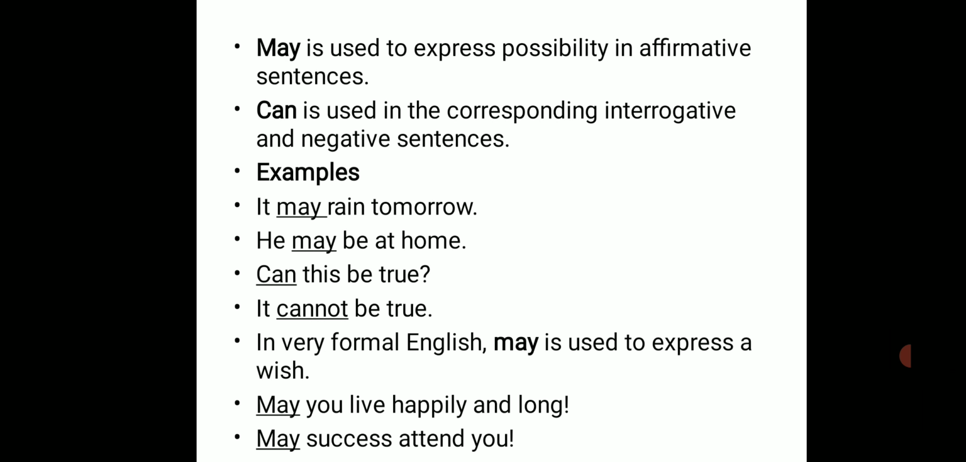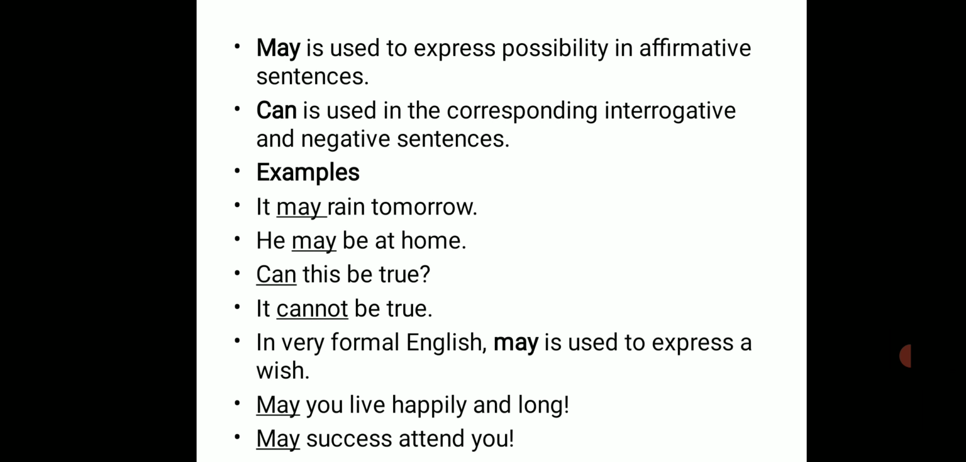May is also used to express possibility in affirmative sentences, and can is used in the corresponding interrogative and negative sentences. For example, it may rain tomorrow. Note, probability or possibility. There is a possibility of rain tomorrow. He may be at home. Note, may be or may not be. There is possibility.